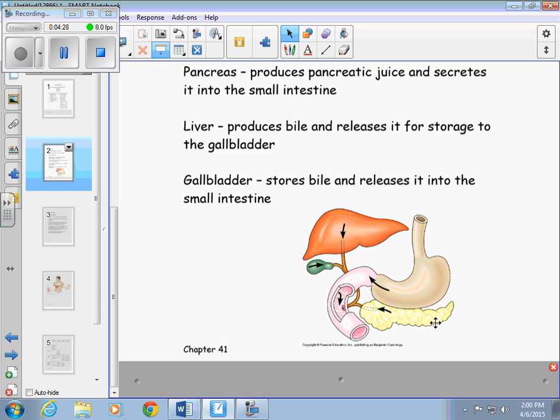This yellow structure here, that's the pancreas. This is the stomach, which is not an accessory organ, but it's nice to see it in a diagram so that you see where it is in relation to other things. And then you can also notice that the pancreas has a little tube connecting from the pancreas into this larger tube, and the gallbladder is also connected to the same spot. That's where the bile and the pancreatic juice are going to enter the small intestine.